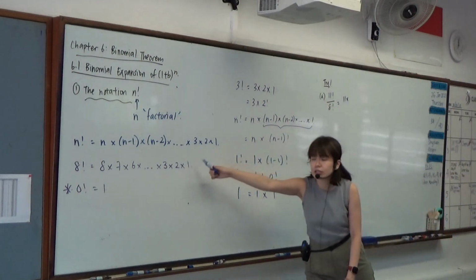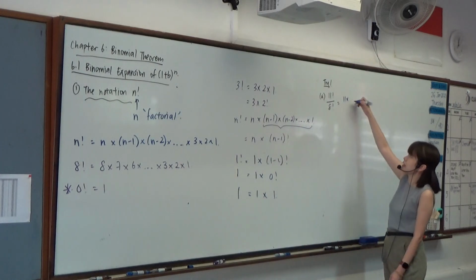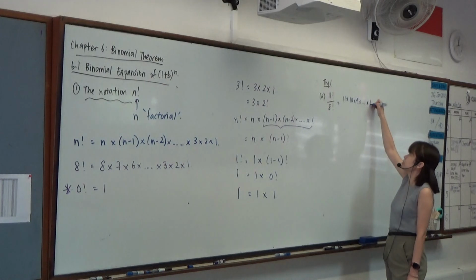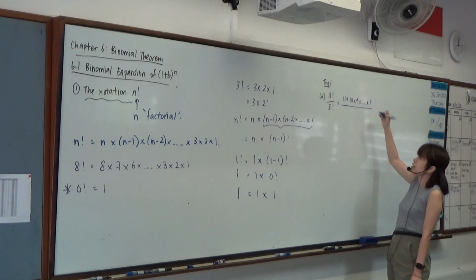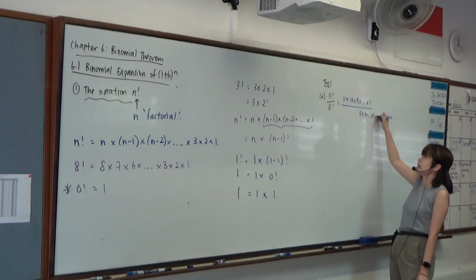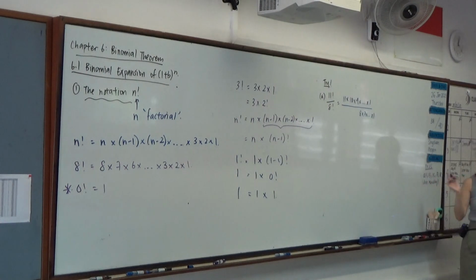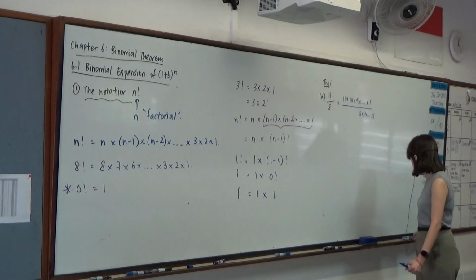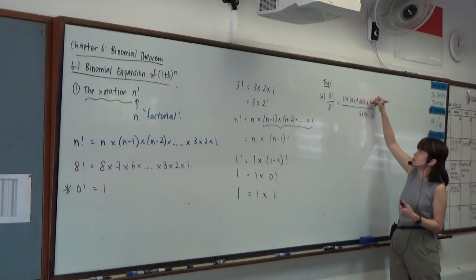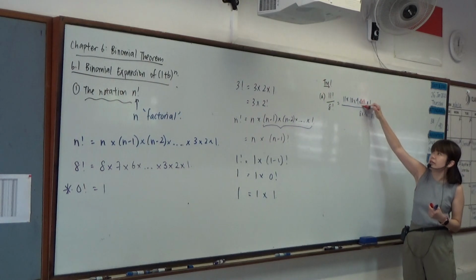Based on the definition of factorials, 11 factorial means 11 times 10 times 9 times all the way to 1. And 8 factorial is 8 times 7 times all the way to 1. I intentionally write it like that so that we can see very clearly that 8 times 7 times whatever is all found over here.